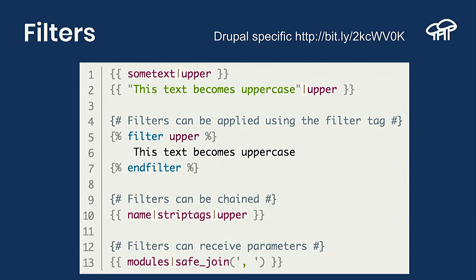Filters can also be applied using a different syntax, like in line number 5 and 7. So if you want to apply the same filter to multiple lines, instead of doing it one by one, you can just use the apply syntax, use the filter keyword, and then the name of the filter. And then you can have as many lines as needed, and the filter is going to be applied.